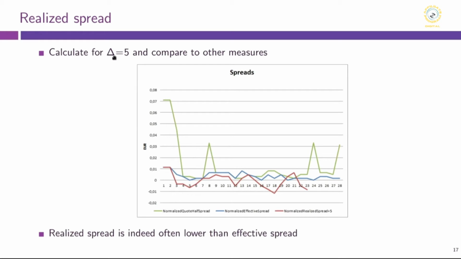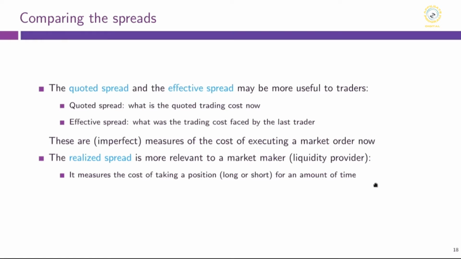Here we arbitrarily take delta equal to 5, meaning that we assume that the dealers hold the asset for 5 transactions, which is a completely arbitrary number, and you can choose any other number in your calculations if you decide to replicate my calculations. In this particular example, the realized spread will even be negative sometimes, meaning that the dealer will realize a loss sometimes. But this is not something that we should stop on in great detail.